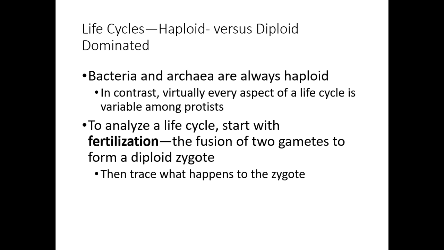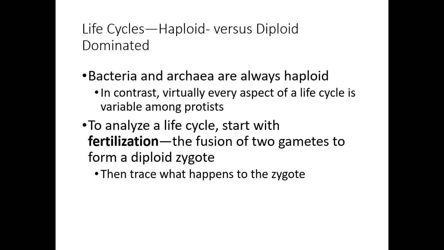So in terms of bacteria and archaea, very simple. They're always haploid, okay? They're always n. They're always doing asexual reproduction. There's no diploid state to bacteria, okay? In protists, it's all over the place. Some are all haploids, some are haploid diploids, some go back and forth. It just depends on the species of the protist or the type of lineage.